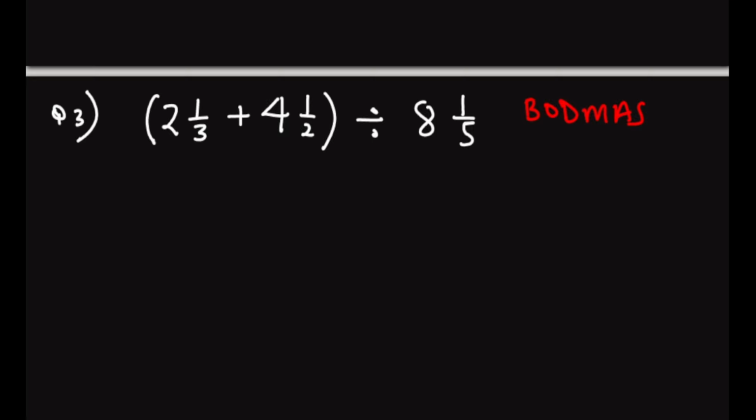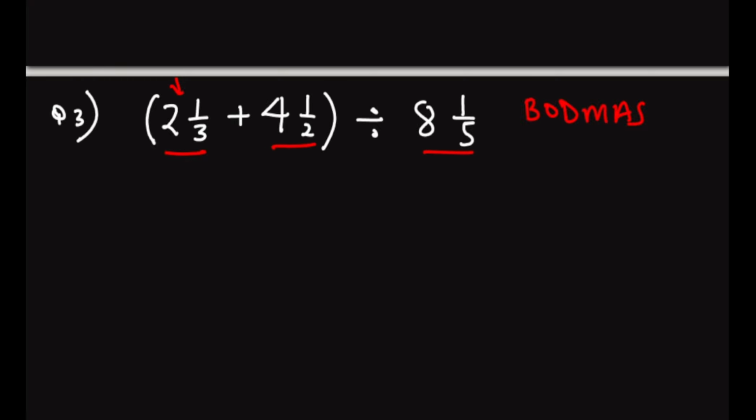Example 3. So how do we solve this? You can pause the video, solve it, and then you can compare your answer later in the video. So we have 2 whole number 1 over 3 plus 4 whole number 1 over 2 divided by 8 whole number 1 over 5. All we need to do is to first of all change all the mixed fractions we are seeing in there, like this one here, this and this, to improper fractions.